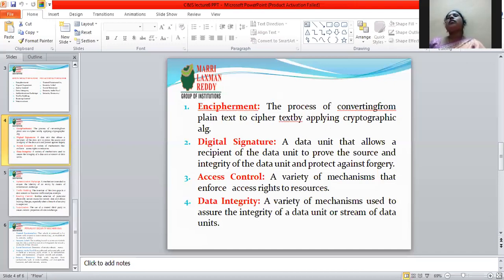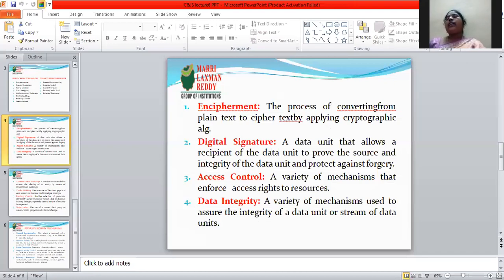The third one, access control. What is access control? A variety of mechanisms that enforce access rights to resources. Access rights to resources, access rights to persons. Access rights are there in access control.